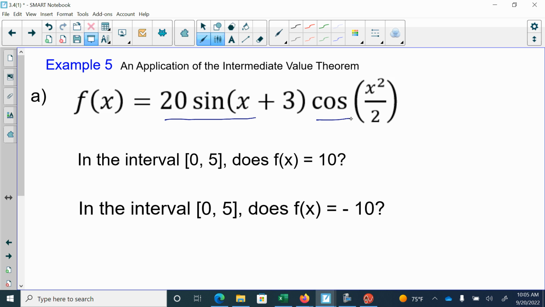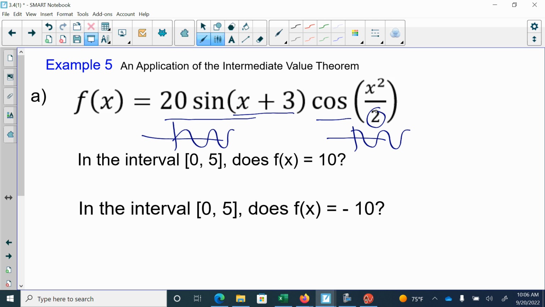Is there ever a place that you can remember from trig where the sine did not exist? The sine was undefined. You remember graphing sine? You do remember graphing sine. So sine was a curve that went like this and kept on repeating. And cosine was a curve that went like this and kept on repeating. Yes? Continuous, continuous. Is x plus 3 continuous? If I divide by 2, is that continuous? So I can say that the whole thing is continuous.